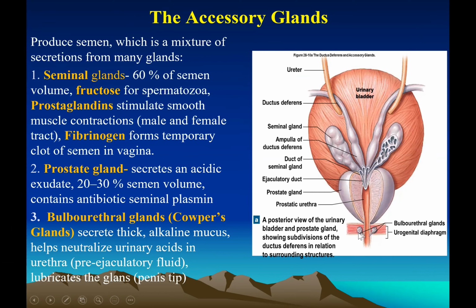The prostate gland will make an acidic exudate, which is about 20 to 30% of the semen volume. This has several functions, including antibiotic functions, and some say that's why men don't get UTIs. Then the third accessory gland is the Cowper's gland or bulbourethral gland right here. They secrete an alkaline mucus. Before ejaculation, the urinary tract is very acidic, and you don't want the sperm to get exposed to the acidity immediately. So before ejaculation, it will coat the urethra with an alkaline mucus so that the sperm is protected. So it's also called pre-ejaculatory fluid.